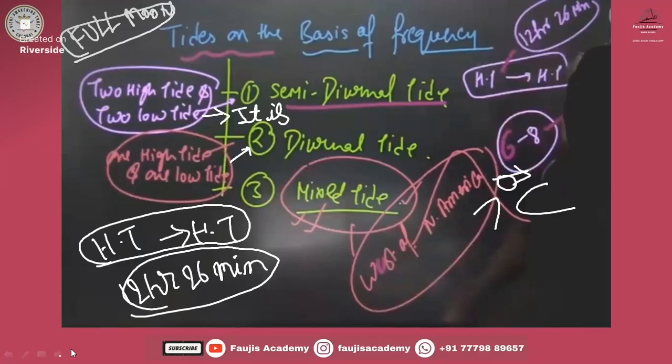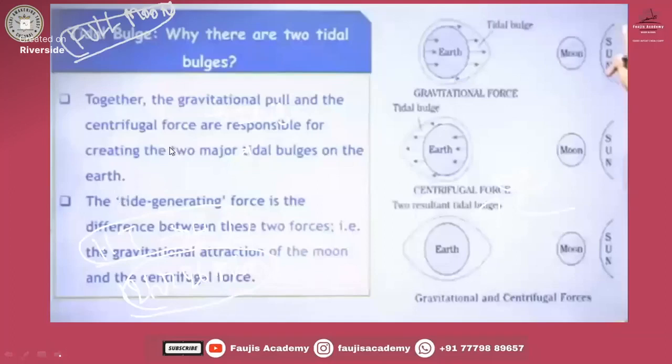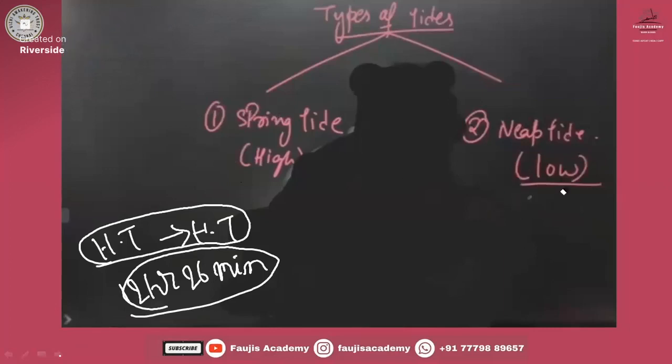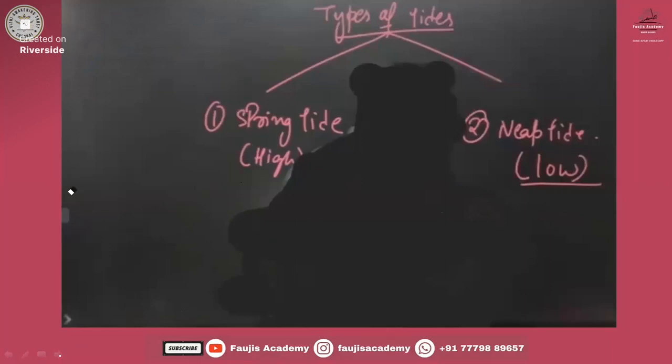And then we'll move to the next part. See, we have the tidal bulge. So why are there 2 tidal bulges? We saw that it is because of gravitational pull and the centrifugal force. Then see here, types of tide, we have 2 types of tide. One is the spring tide, that is known as the high tide, and one is the neap tide, that is known as the low tide. So these are the 2 types of tides.